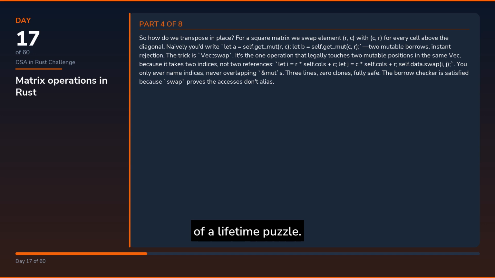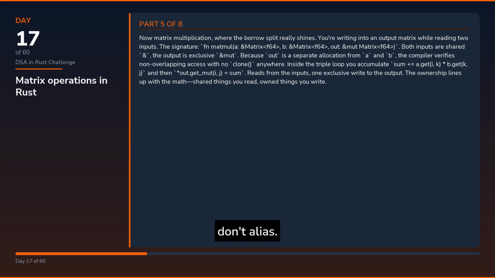The trick is Vec::swap. It's the one operation that legally touches two mutable positions in the same Vec, because it takes two indices, not two references. Let i = r * self.cols + c. Let j = c * self.cols + r. self.data.swap(i, j). You only ever name indices, never overlapping &muts. Three lines, zero clones, fully safe. The borrow checker is satisfied because swap proves the accesses don't alias.